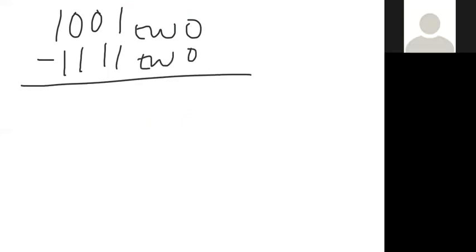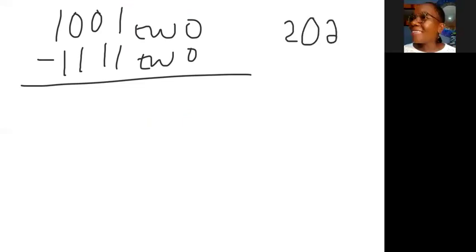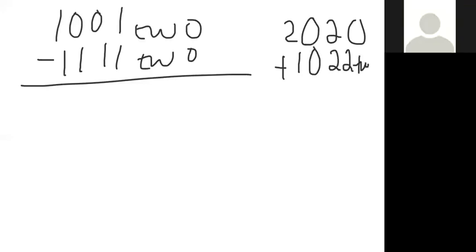Okay, hold on a second. Let me finish writing this one. It came from the chat. All right, go ahead. Give me your 4-digit number. It's 2020 plus 1022 base 3. Okay, 2020 plus 1022 base 2. No, they're both base 3. Okay, I was gonna say base 3.